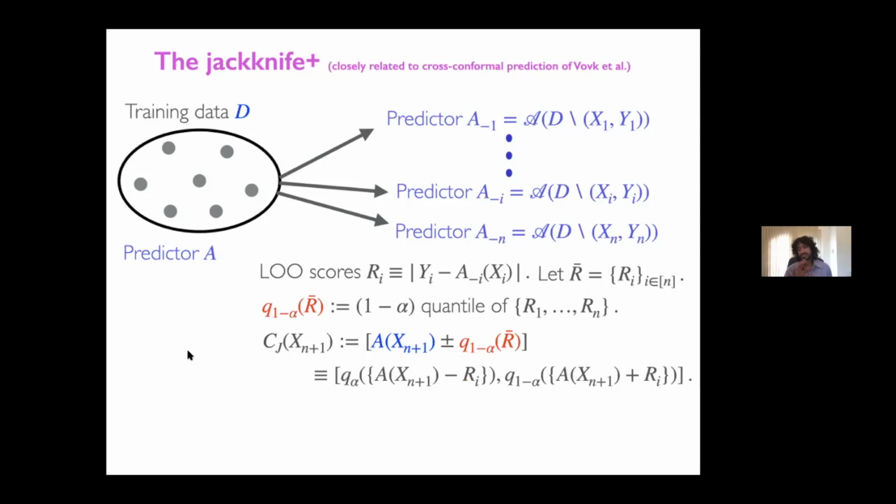Now, the first thing to note is that you can rewrite this interval, A of x_{n+1} plus or minus this quantile, slightly differently. Essentially, the left endpoint is the alpha quantile of A of x_{n+1} minus R_i. Here, A of x_{n+1} is just a fixed constant, and it's R_i that's varying. So you have R_1, R_2 to R_n, and you take the alpha quantile of all of those numbers, meaning you sort them and take the left endpoint. And then the right endpoint of this interval is you take A of x_{n+1}, add R_1 to R_n, and you take the 1 minus alpha quantile of those. So it's just a rewriting of the interval above.